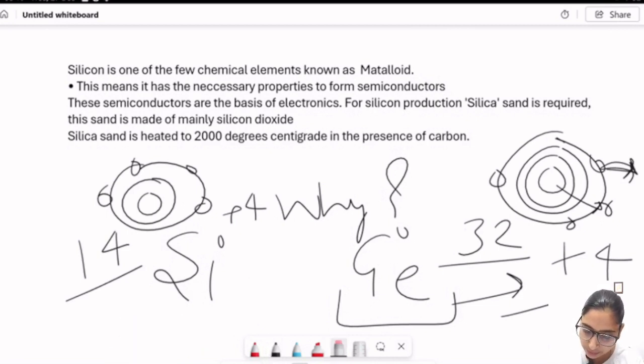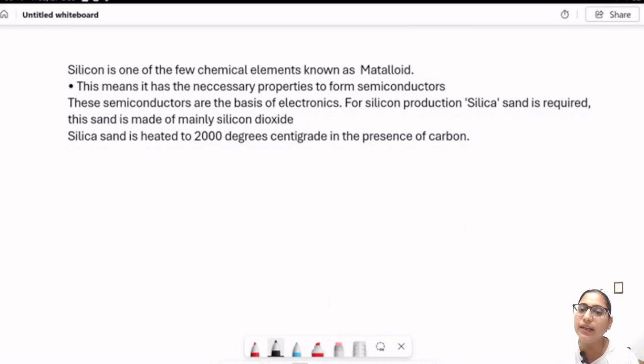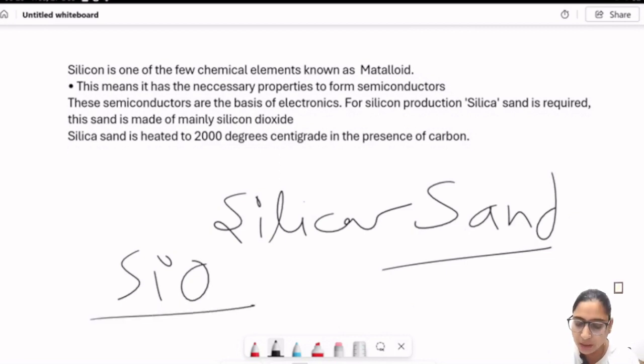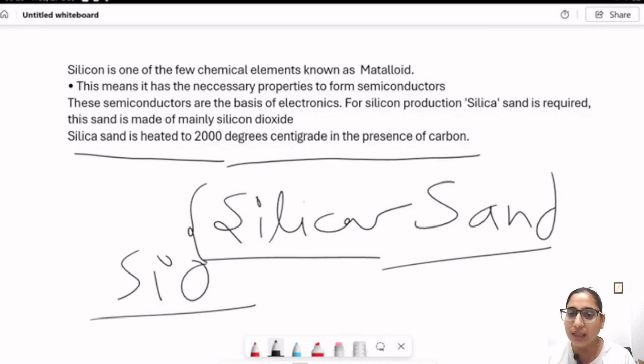The second reason why we prefer silicon is that silicon is abundant in nature. Silicon comes from silica, which is sand, silicon dioxide. It is abundantly found in nature, in the earth's crust, everywhere silicon is there. Silica sand is heated to 2000 degrees centigrade in the presence of carbon, and then we can make silicon from this. So the main reason is that silicon is found abundantly in nature. So we are making silicon the major semiconductor material to make electronic devices.